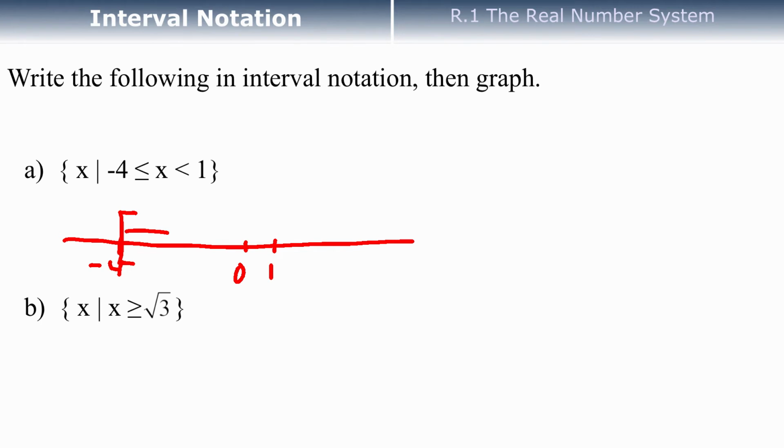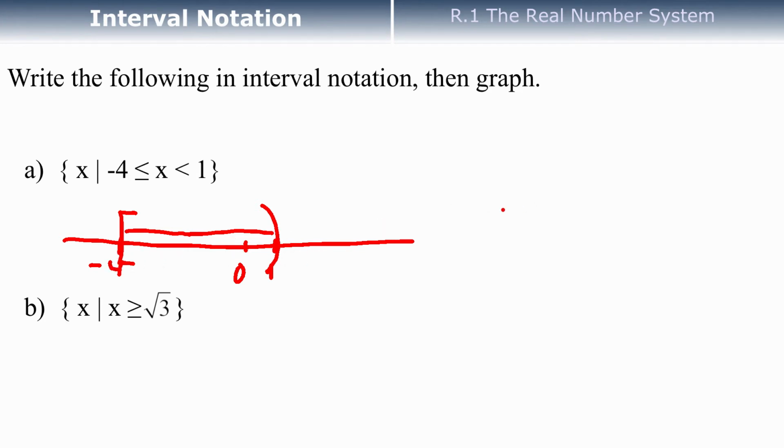Now I'm going to put a line, and it goes all the way up to 1, but it doesn't include 1. So if it doesn't include 1, there's no equal sign underneath that, then I put a curly bracket there. So right there, that would be a graph that represents this set builder notation. To do the interval notation, that's what I'm wanting to do, is I just sort of copy this.